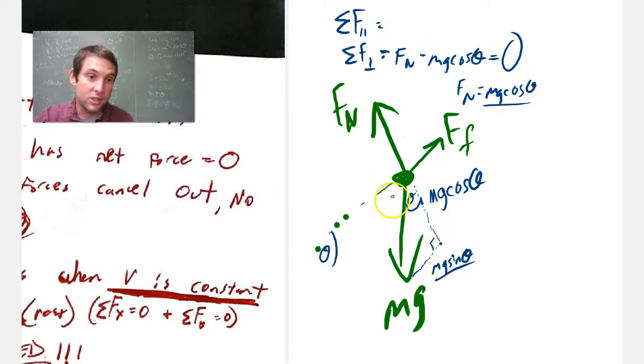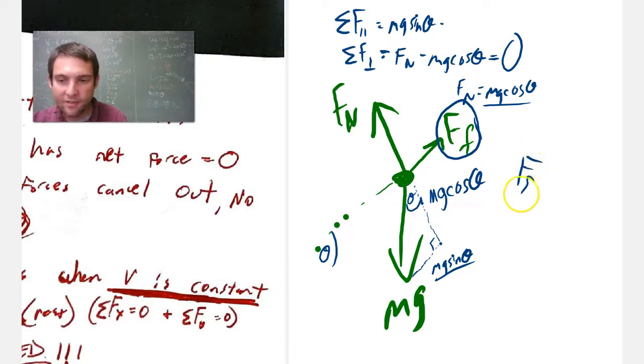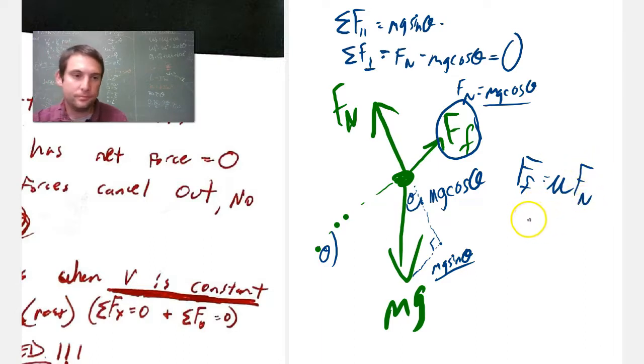That is useful for the parallel components, the stuff that makes it go. If we imagine this sliding down the ramp, we would say mg sine theta makes it go, and holding it back is going to be our frictional force, right? This frictional force. Please just have memorized your frictional force equation. Mu times Fn. That's it. Mu times Fn.